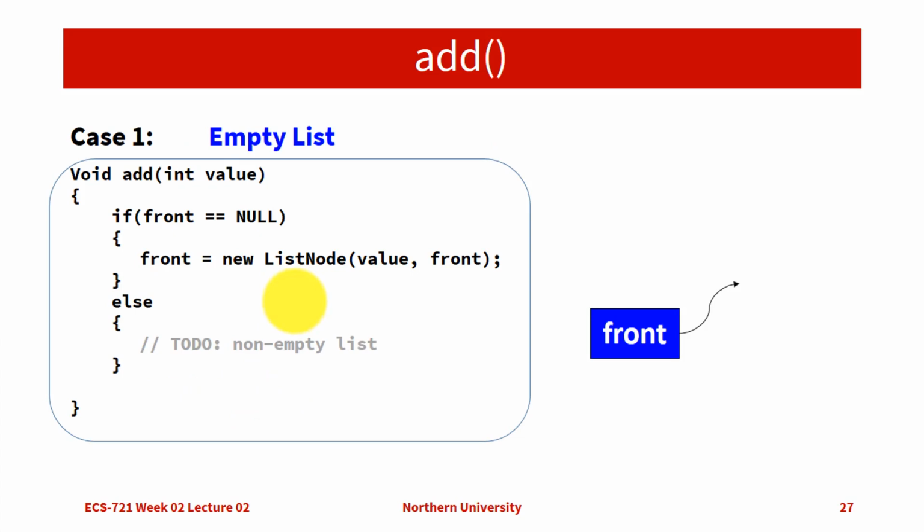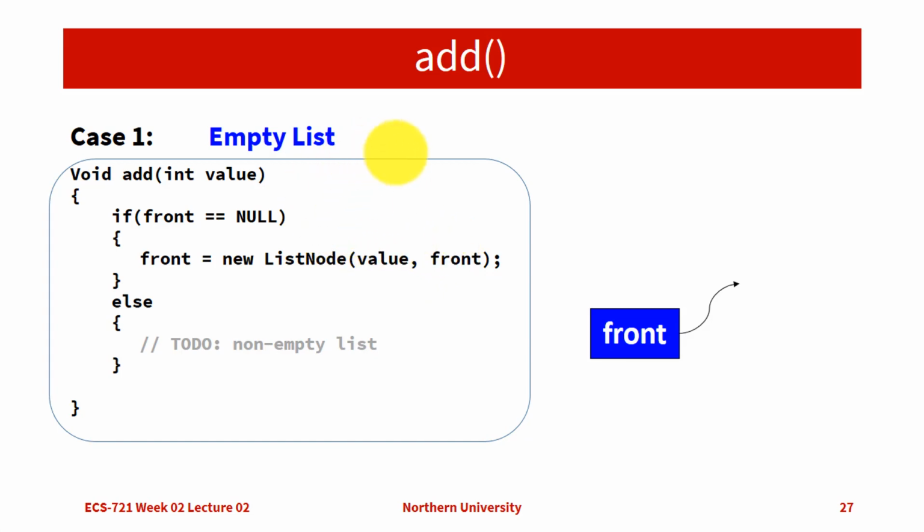If the list is empty, then what are we going to do? We will have to check if the front value is equal to null. That means there is no node in the list. So we'll then create a new node, and then we'll pass the value provided by the client. And then we will initialize the next pointer of the new node, which we want to create, to point to the front, so that we attach the new node to the front of the list.